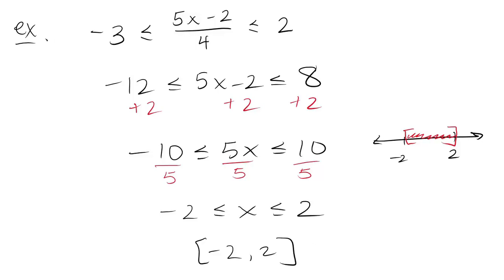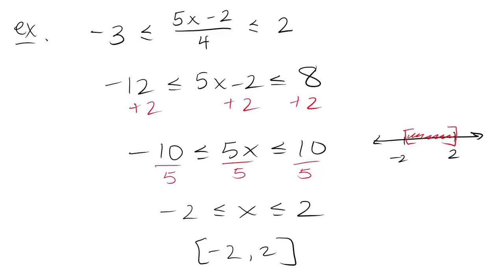Let me pick a number that's not on the interval, like 3. 3 is too big to be on the interval. 5 times 3 is 15. 15 minus 2 is 13. 13 divided by 4 is bigger than 3. It's 3.25. When we plug in 3, we do not get a number that's between -3 and 2, and therefore it's not a solution. Again, we can't possibly check all solutions one at a time because there are infinitely many.